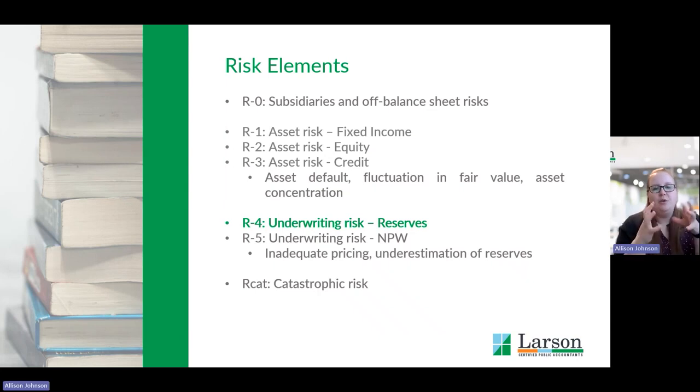Okay, the next two are R4 and R5, and they're similar risks, so we're actually going to lump these together as we talk through them. This is our underwriting risk, both related to reserves and net premium written, which we've abbreviated as NPW throughout the slides. This is risk related to maybe you didn't price a product right, or maybe not a whole product, but a renewal wasn't priced appropriately so that your premiums weren't sufficient for whatever reason. This also addresses if your reserves were insufficient.